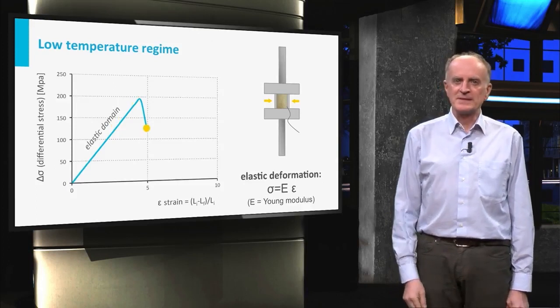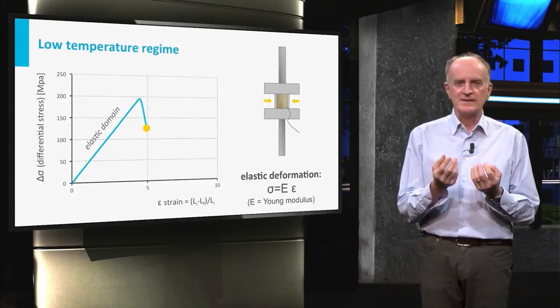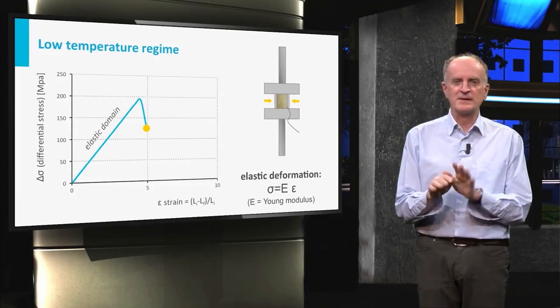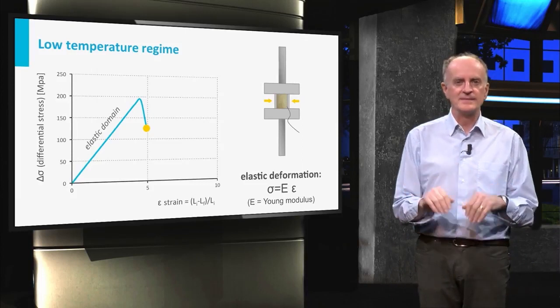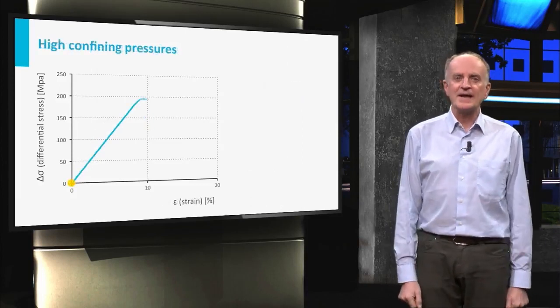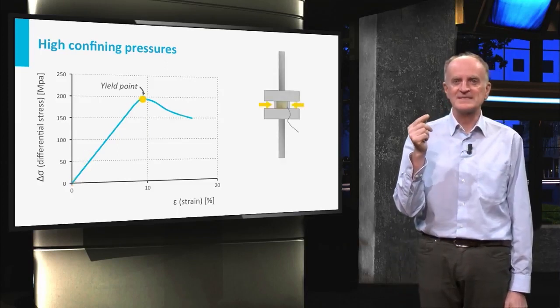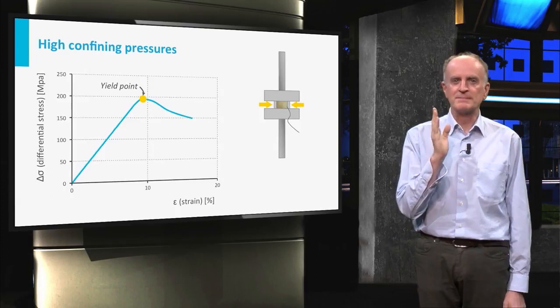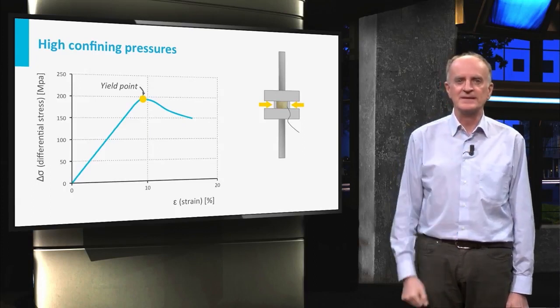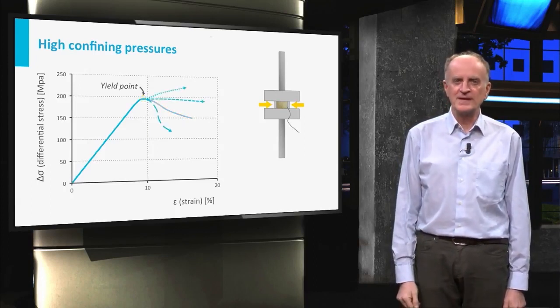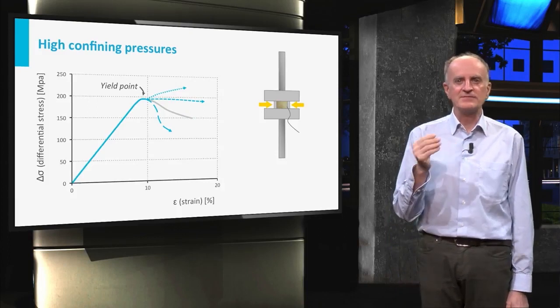If you continue the experiment, the rock will break. The stress will drop and the experiment will end. If instead you apply a high confining pressure, the experiment continues, and the sample passes the yield point, which forms the boundary of the elastic domain. After the yield point, the stress-strain curve can have different shapes.